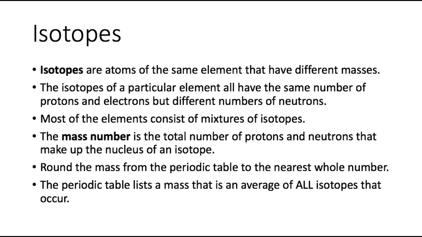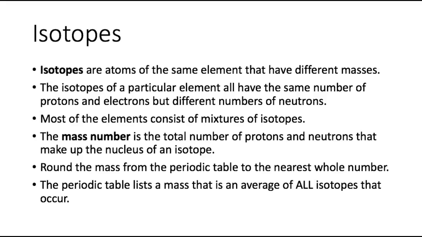So how are isotopes different? Isotopes are atoms of the same element that have different masses. So it's going to have the same number of protons and the same number of electrons, but it will have a different number of neutrons because that mass is different. Most of the elements on the periodic table consist of mixtures of isotopes.